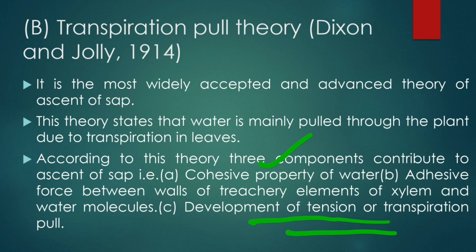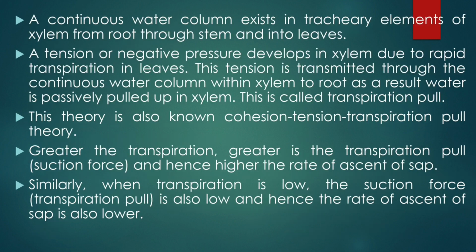Then development of tension or transpiration pull. A continuous water column exists in the tracheary elements of the xylem from root through stem into the leaf. A tension or negative pressure develops in xylem due to rapid transpiration. This creates a tension, and this tension is transmitted through the continuous water column within the xylem to the root. As a result, water is passively pulled in the xylem, which is called the transpiration pull. This theory is also known as the cohesion tension transpiration pull theory.